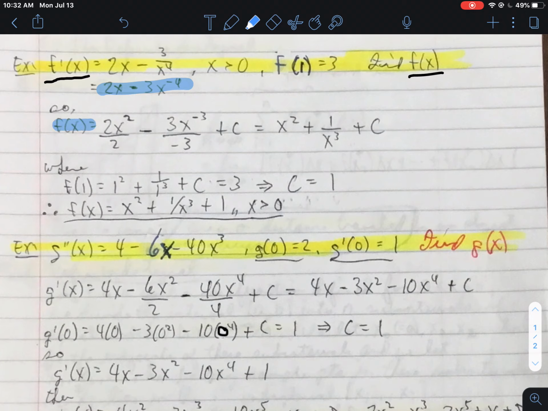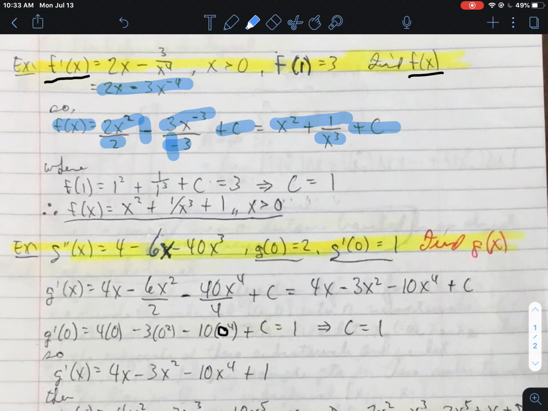Antiderivative, f of x: 2x squared over 2, minus 3x, now remember I'm increasing the exponent by 1. Be careful with those negative exponents. I'm increasing by 1, so negative 4 plus 1 is negative 3, and then I divide by the new exponent. Plus our arbitrary constant, plus c. So there's our general antiderivative simplified. I've got x squared plus, because I've got two negatives over here, so plus 1 over x cubed plus c.